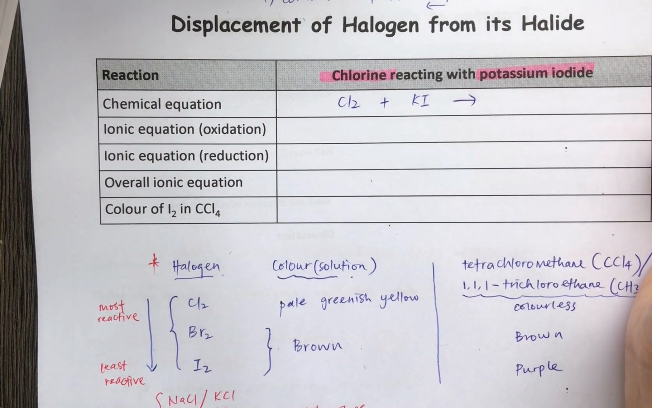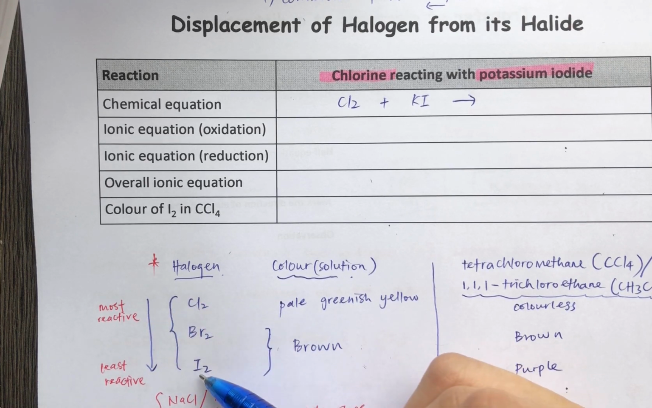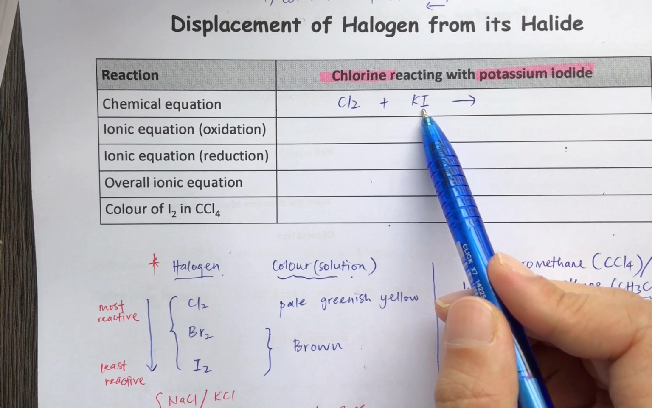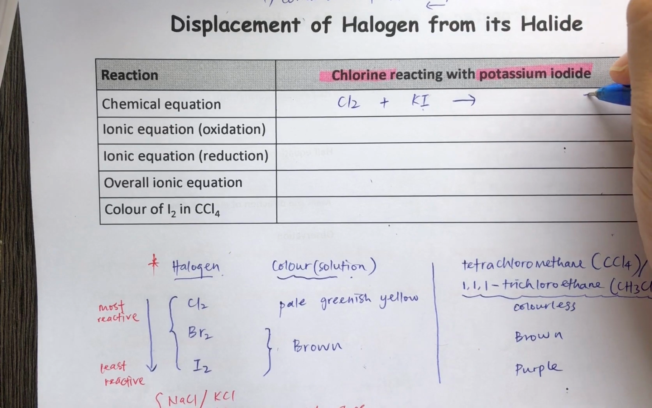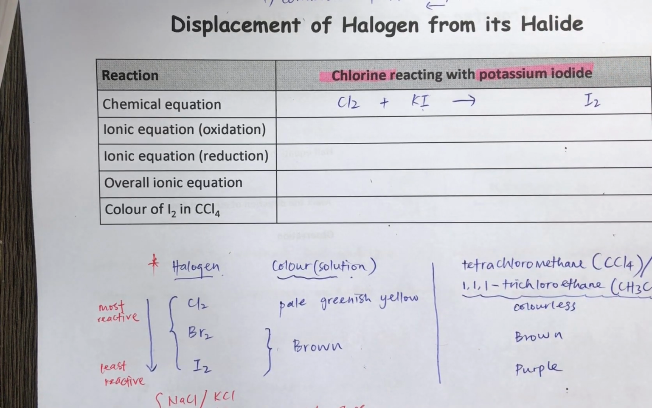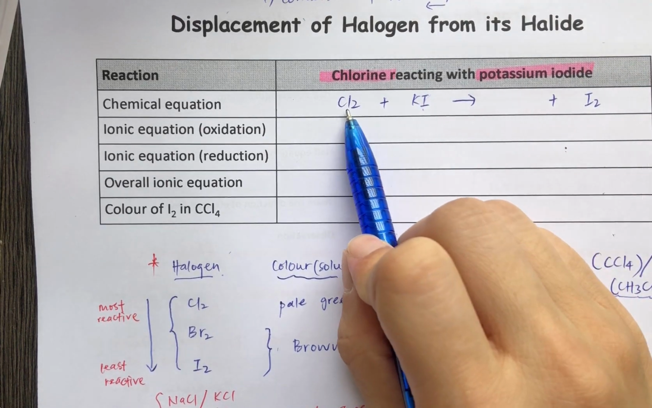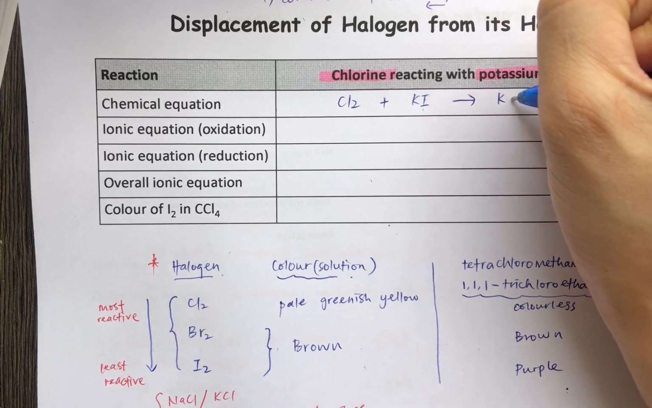What will this produce? I need to refer back to the reactivity. Chlorine is the most reactive, and it is more reactive than iodine. So can chlorine displace iodine? The answer is yes. Chlorine will kick out iodine, and iodine comes out alone. Forever alone. After chlorine kicks out the iodine, it can form KCl.